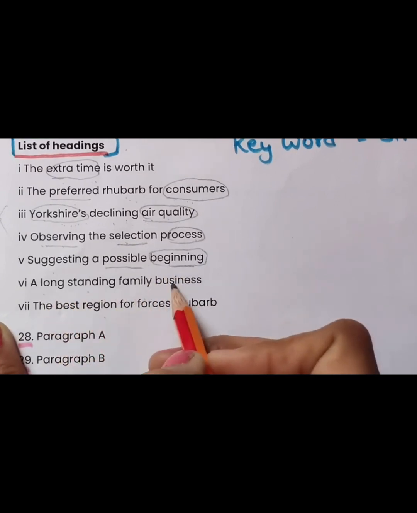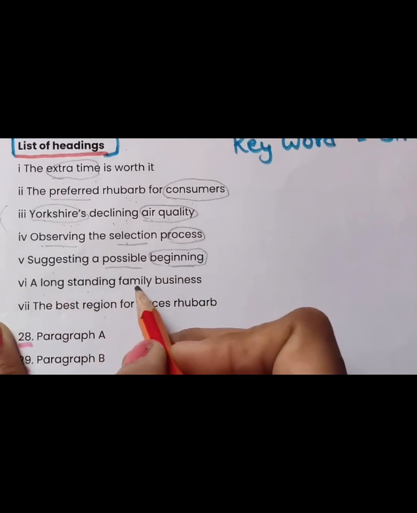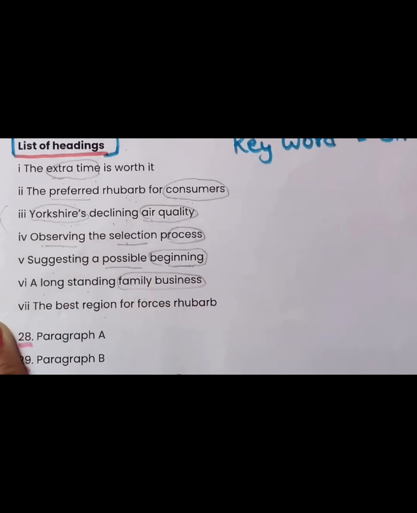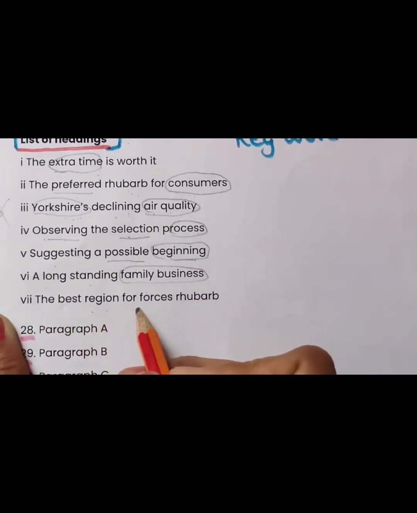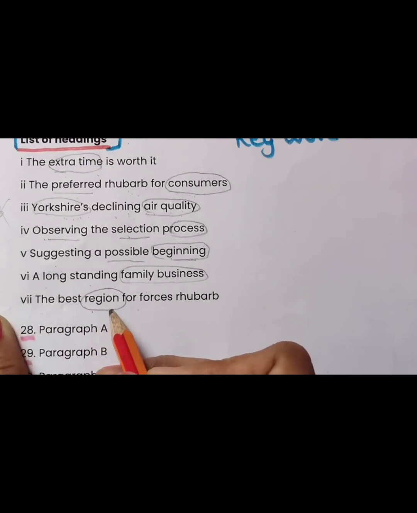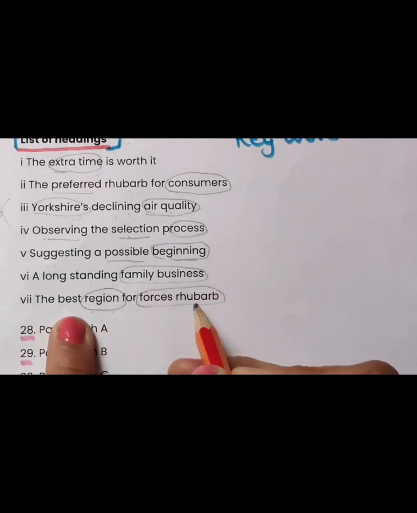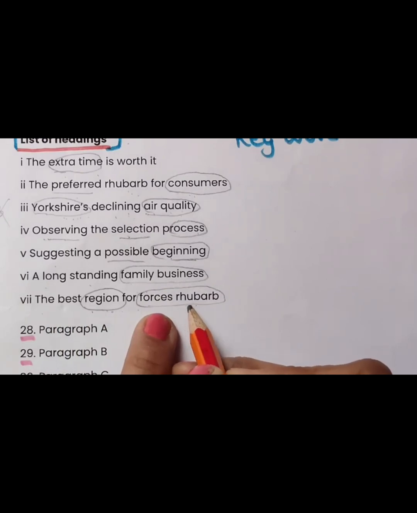A long-standing family business. So long-standing family business means they may be talking about some family business and all. The best region, the best place, the best state, the best country, the best region may be talking for this thing. So what is the meaning of this? So this is a kind of a crop that you can see.